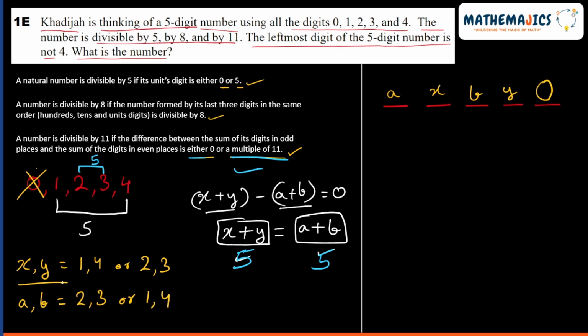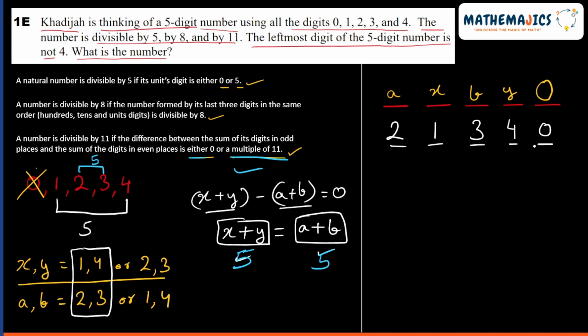Using these possibilities, we'll be making a few numbers that can fulfill our conditions. Correct? Let's form these numbers. First, I'll be using this possibility where x and y is 1 and 4 and a and b is 2 and 3. So if a is 2 and b is 3, the possibilities are x is 1 and y is 4 and the last digit is fixed, that is 0.